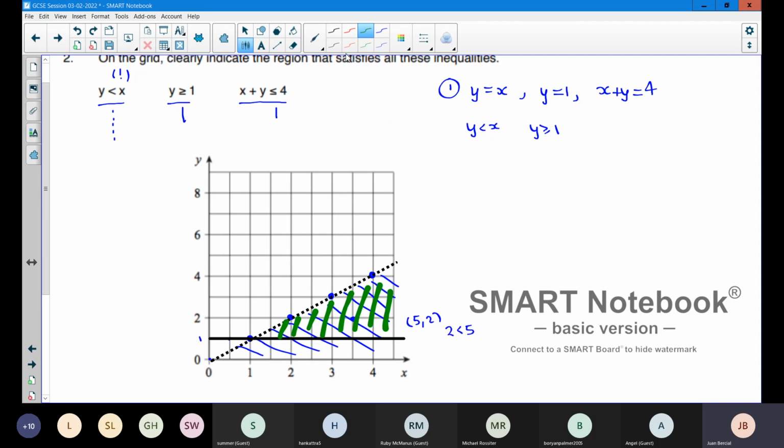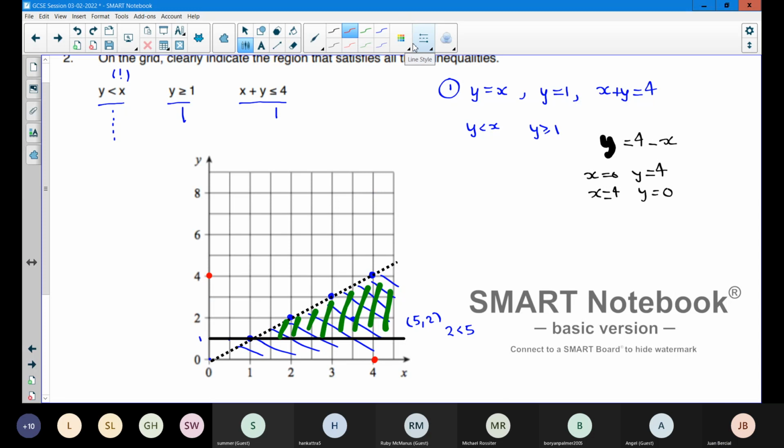And then as before, we want x plus y less than or equal to 4. So y is 4 minus x. So we go for the intercepts. When x is 0, y is 4. For example, when x is 4, y is 0. So we've got the point, different color, we've got the point here, 4, 0, and the point 0, 4.